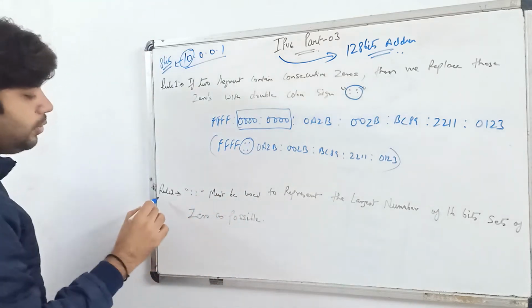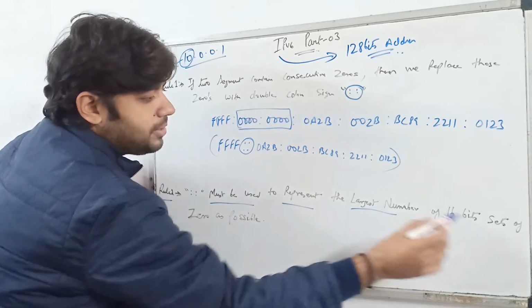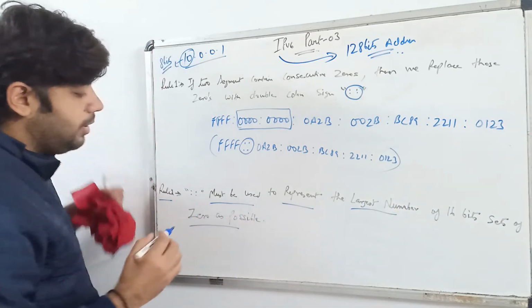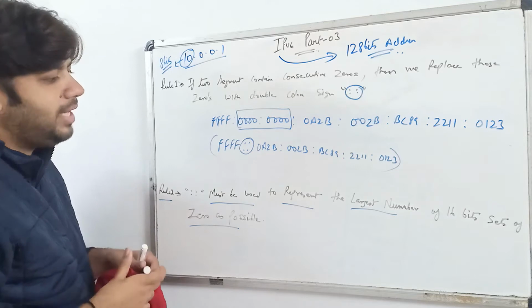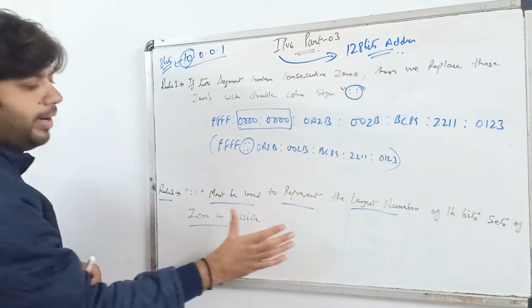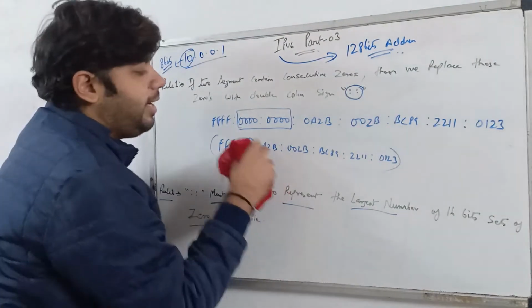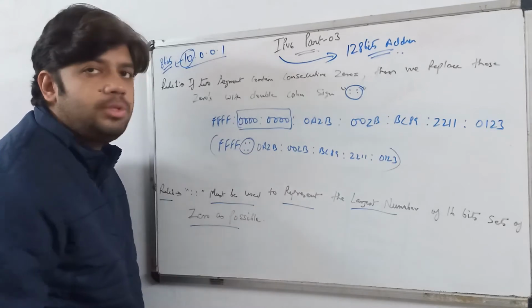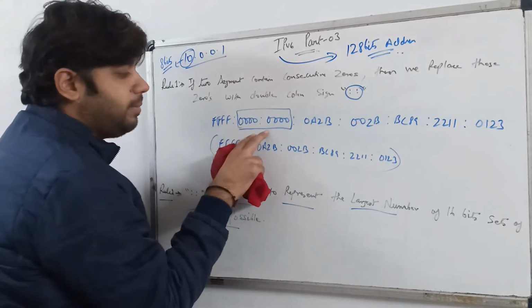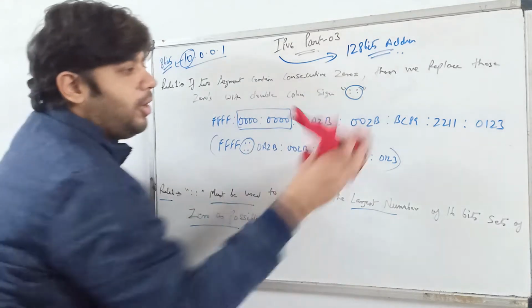Now rule 2 says the double colon must be used to represent the largest number of 16-bit segments of 0 as possible. What this means is that right now we have only two zero segments, 0000 and 0000, and the others have some values. Now imagine.